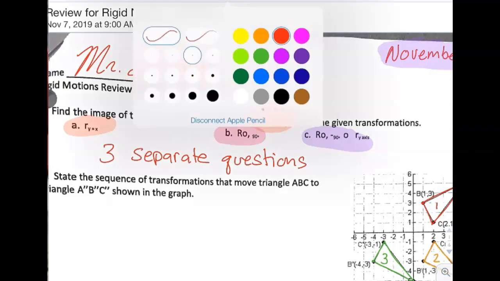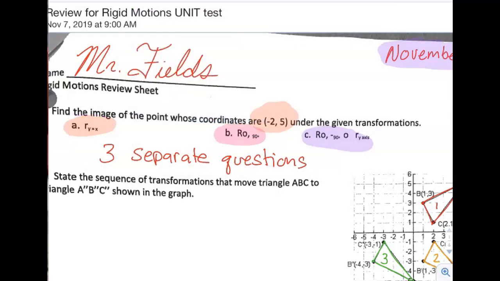Remember that when you have a y equals x reflection, all you do is take the point, which in this case is -2, 5, and you switch the coordinates to 5, -2. You just swap them. It's the same thing as drawing the diagonal line and counting diagonally, but it's just as easy to just take the 2 points and literally swap them.